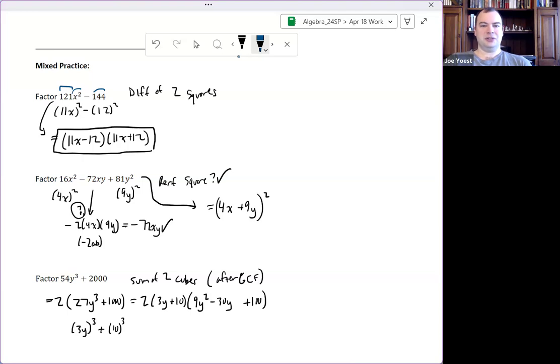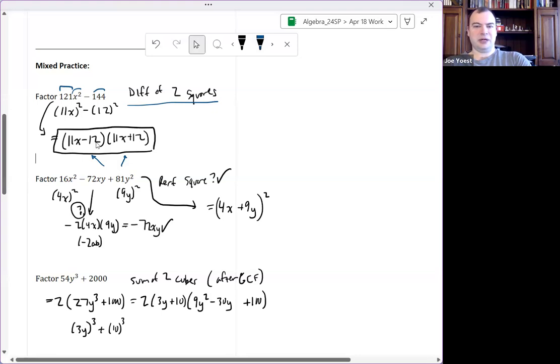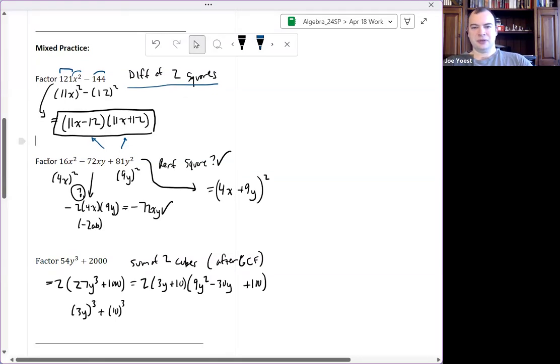So 121x squared is 11x all squared minus 12 squared. That's a difference of two squares. So I recognize that it fits this pattern. And I know this pattern, a squared minus b squared, factors as a plus b times a minus b, or a minus b times a plus b. With any of these factorizations, it doesn't matter what order you write them in. So if you wrote your plus first and your minus second, that's fine too. That's equally valid. But we get 11x minus 12 times 11x plus 12.